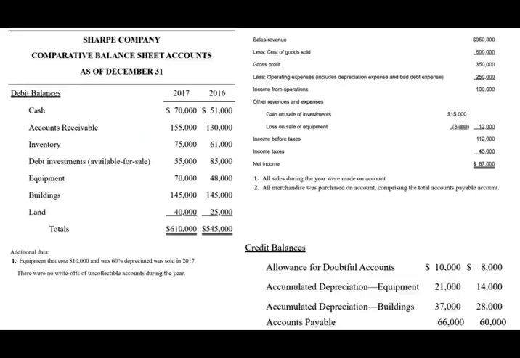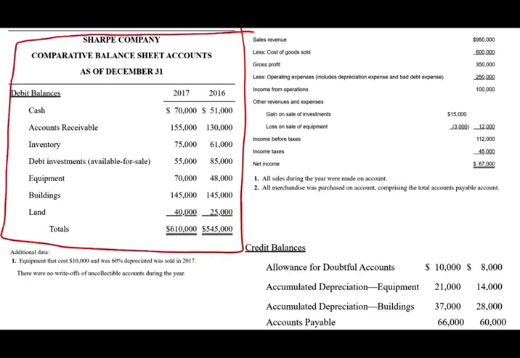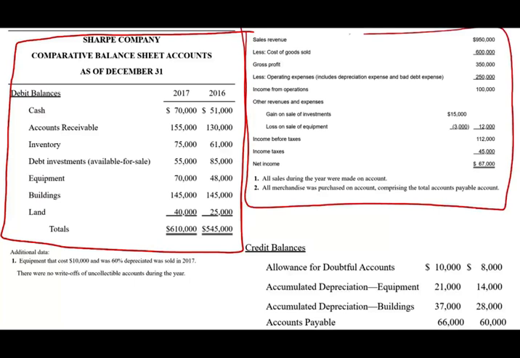The prerequisite for this session is in the description, if you'd like to learn about the direct method, although as I'm working this exercise, I will explain the concept as well. To work this exercise, I'm going to have a two-year comparative balance sheet, although it's not complete because I'm only working the operating section. I'm going to have an income statement, the credit balances for the allowance, the depreciation for the equipment and the building, and the accounts payable, as well as additional data. This is what I'm going to be working with.